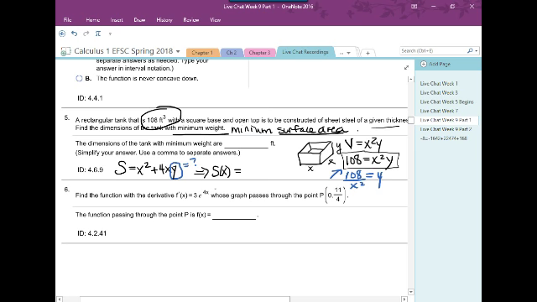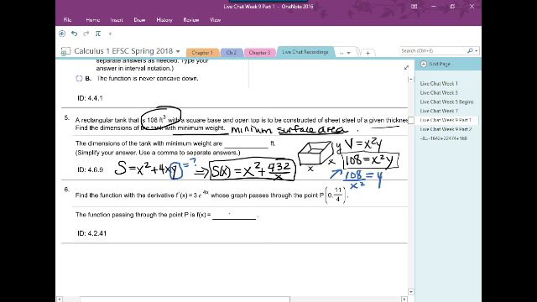The surface area is a function of x because I'll write x squared plus, and then we have 4x times 108 over x squared. So that's going to be 4 times 108, which is 432. And then one of the x's cancels, so it's going to be over x. So this is the function that you need to minimize.